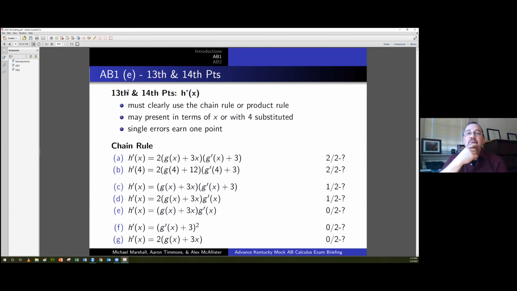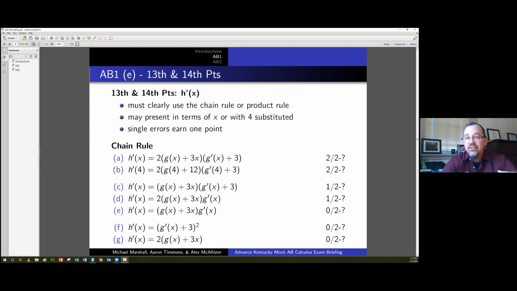Let's see. In other cases, these are again indications that they aren't using the chain rule. If we just see them differentiate the inside and leave it as a square, or if we just see them bring the 2 down in front and we never see a derivative inside, they're not using the chain rule. Those are a 0 out of 2. We'll talk in a minute about how these would have earned the last point or not. But before we do that, let's talk about the product rule version of all these things.